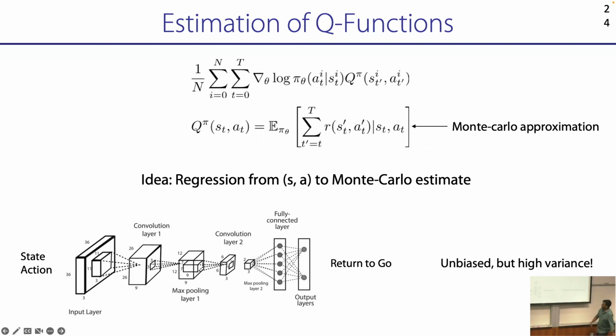And why? Well, one is that it's unbiased as an estimator for the sum of rewards, but it's high variance because you're still computing the sum of rewards across the whole trajectory. And so you might need a ton of samples to estimate that Q function well. And secondly, it's not off policy, because you need to sample from pi in order to compute Q pi. So it doesn't really satisfy the criteria that we want.